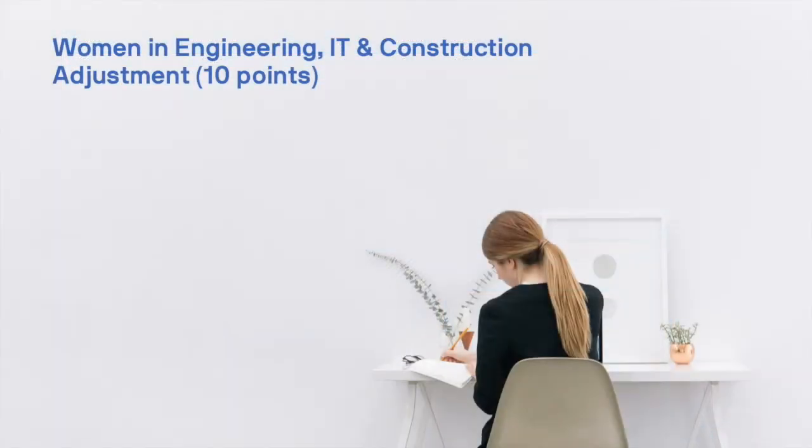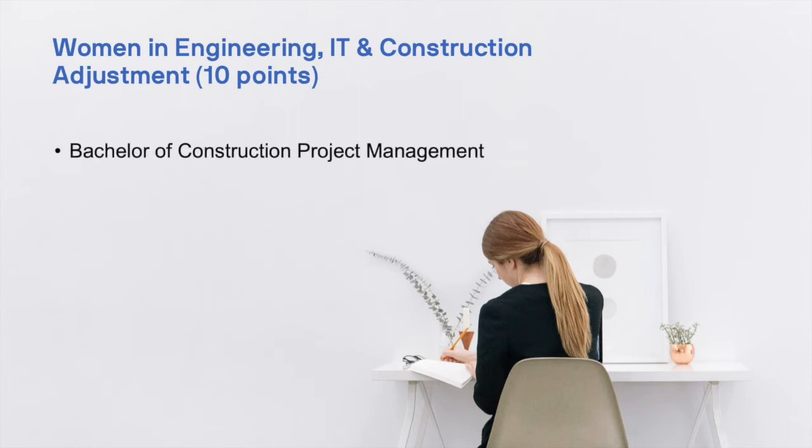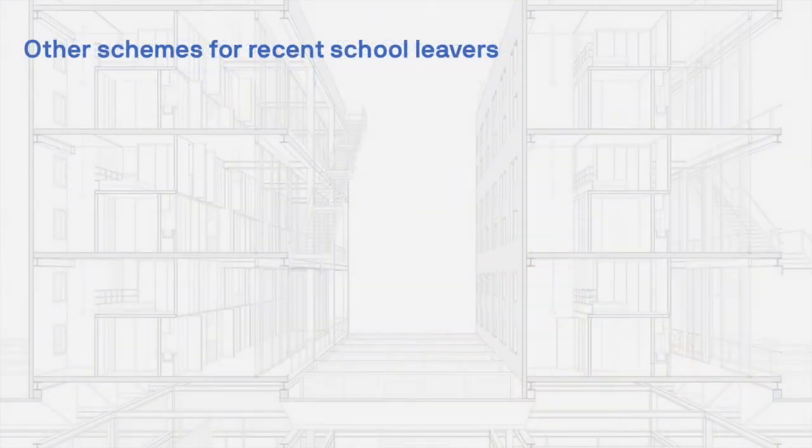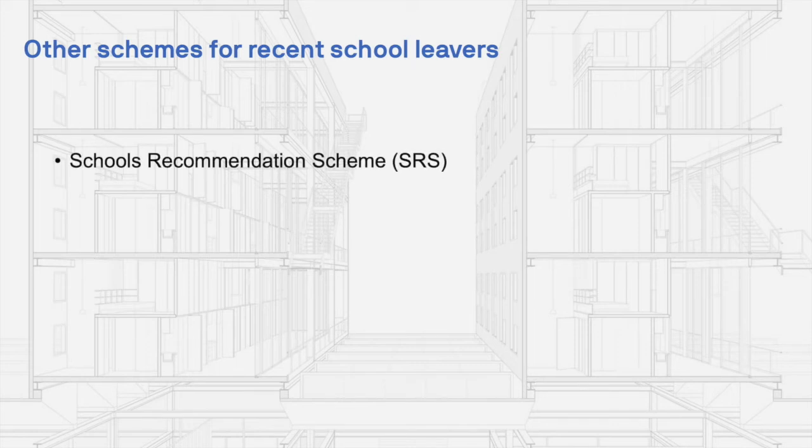An automatic UAC adjustment of 10 points is also added if you're female and have applied for the Bachelor of Construction Project Management or combined Bachelor of Construction Project Management Bachelor of Arts in International Studies degrees. Other admission schemes that may apply to you if you're a recent school leaver are the Schools Recommendation Scheme, or SRS, for students with potential who may not get an offer based on just ATAR, and the Educational Access Scheme, or EAS, for students disadvantaged by circumstances in their final year of high school.